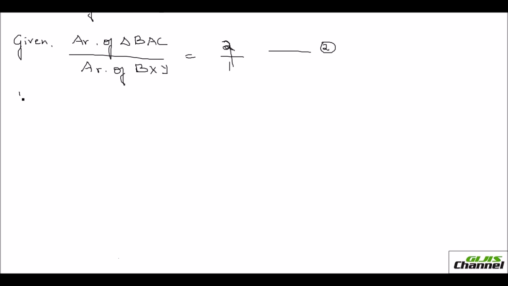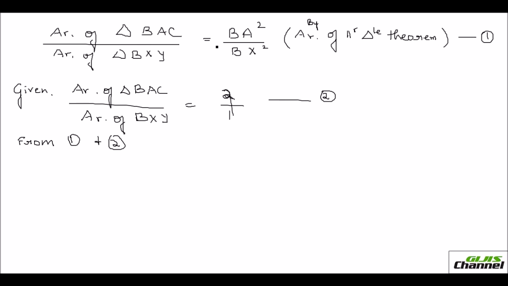So now from 1 and 2, what do we get? This is area of triangle ABC, this is equal to this, as well as this is equal to this. So I can just say these two are equal, right? So let me write BA square over BX square is equal to 2 over 1, right? What does that imply? That implies, because we don't need the square of the sides, I just find the square root on both sides.